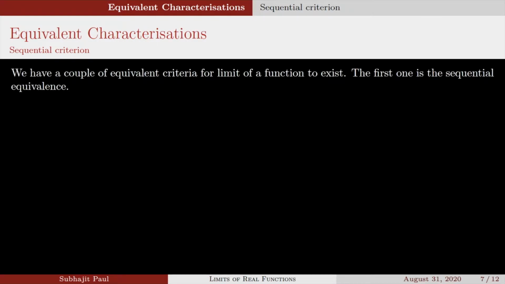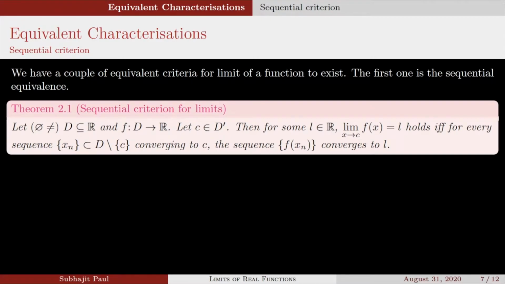Now, over here, we will be looking at four different ways to check whether a limit exists or not. So we have a couple of equivalent criteria for the limit of a function to exist. The first one is the sequential equivalence. This is the sequential criteria for limit. So we apply some of our knowledge from sequences to check whether the limit of a particular function exists or not.